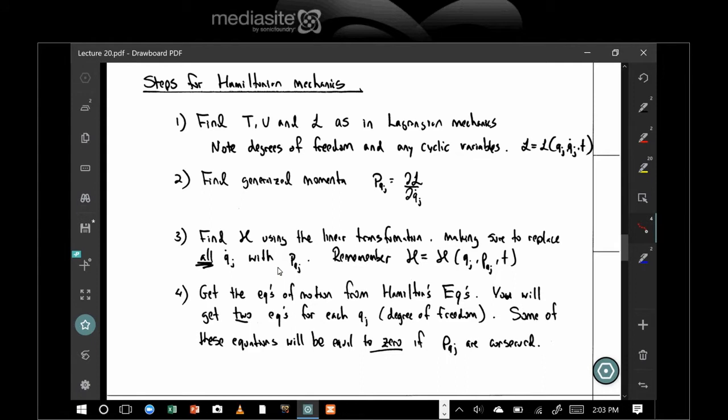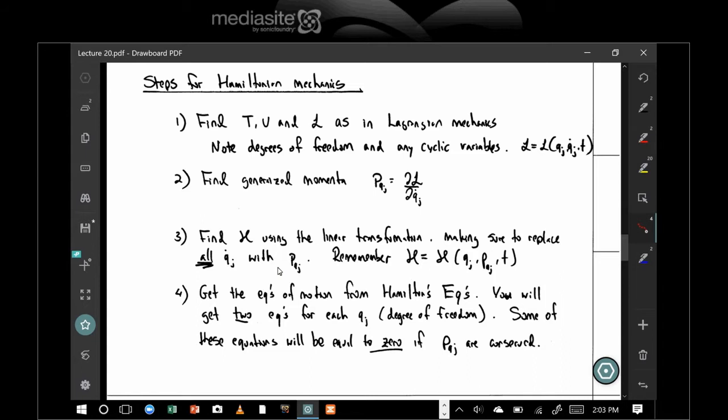Now for each degree of freedom, you'll get two equations of motion. That's different than Lagrangian mechanics. In the Lagrangian equation, you got one differential equation for each degree of freedom. Now they're equivalent, and the reason why they're equivalent is, think about it.